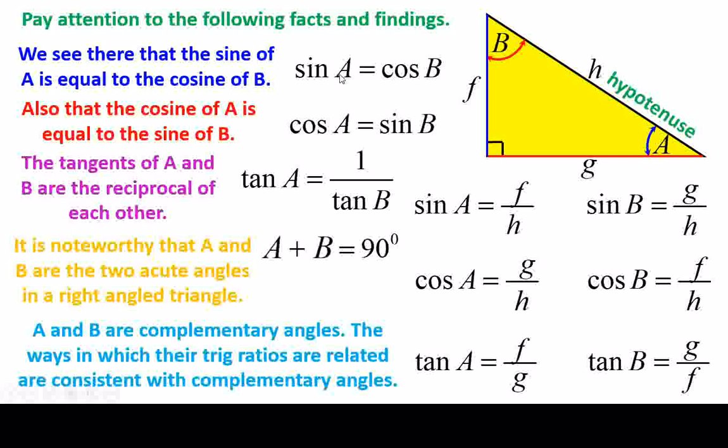The sine of A is the cos of B. The cos of A is the sine of B. And the tangent of A is the reciprocal of the tangent of B.